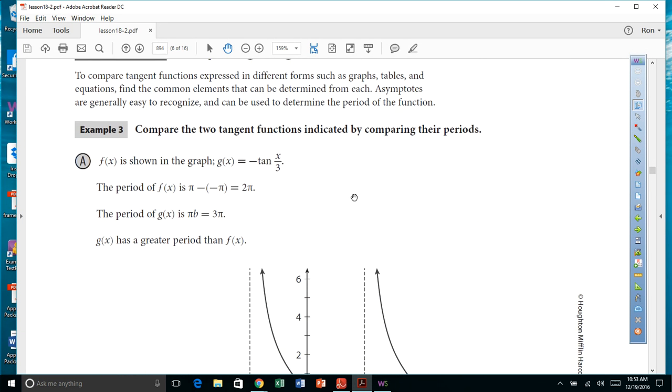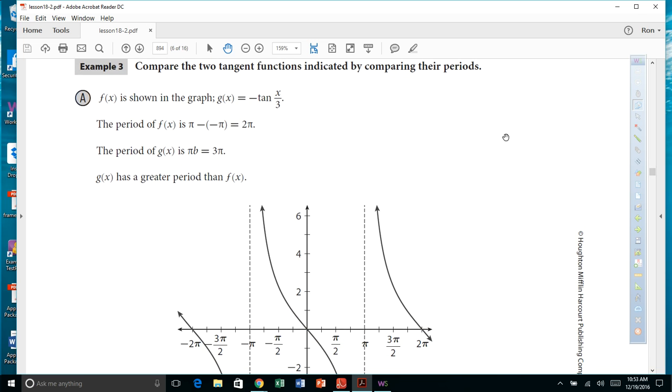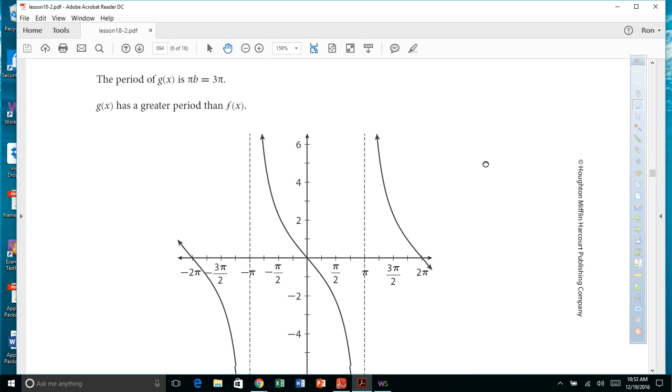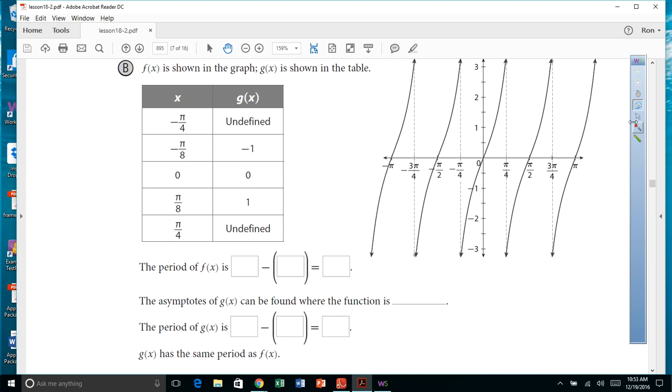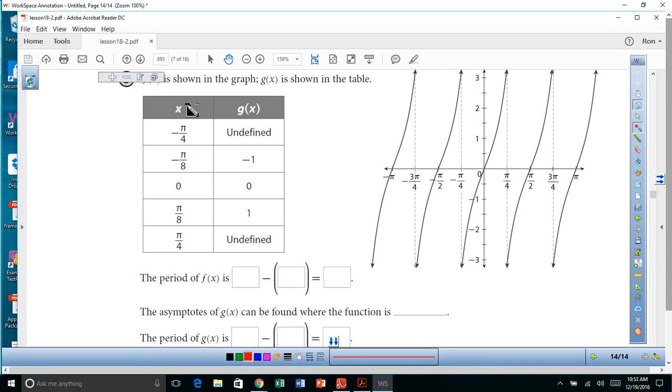Comparing tangent functions. To compare tangent functions expressed in different forms, such as graphs, tables, and equations, find the common elements that can be determined from each. Asymptotes are generally easy to recognize and can be used to determine the period of the function. Compare the two tangent functions indicated by comparing their periods. All right, so I'll let you do A by yourself, read through A, and then when you get back, we'll do B together.